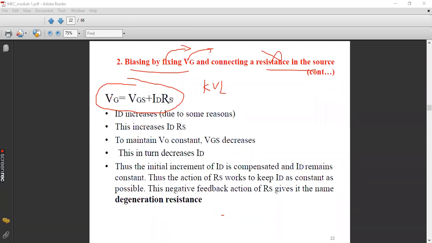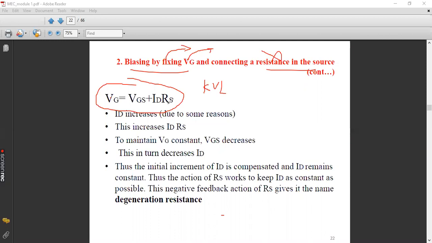But anyway, ID is going to change due to some reasons. What could be those reasons? I've already listed those reasons in the previous slide. One is that due to device replacement, the threshold voltage will change. Then Kn dash may change because of the change in COX. Then because of temperature variations, ID may change. So the change in ID is unavoidable. Anyway, ID will get changed. But the thing is, the change can be controlled in the opposite direction.